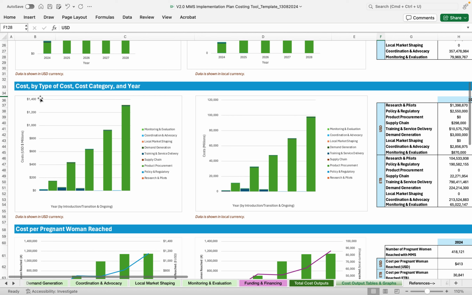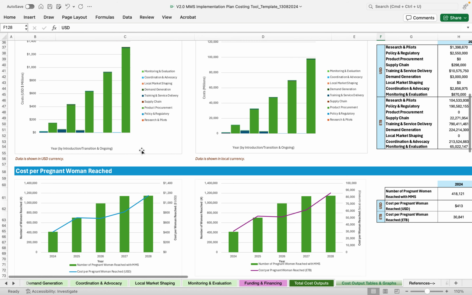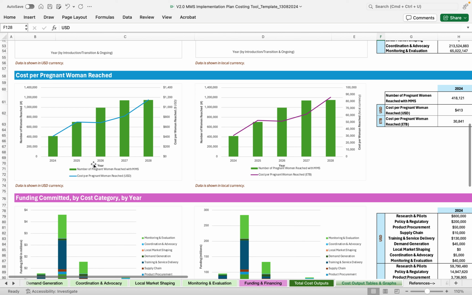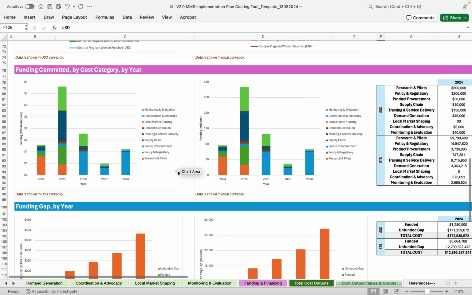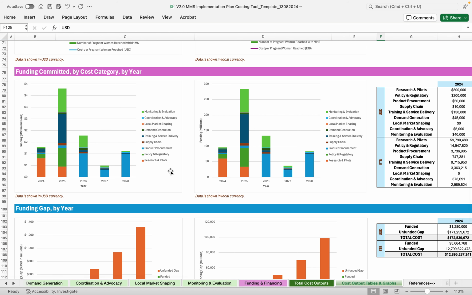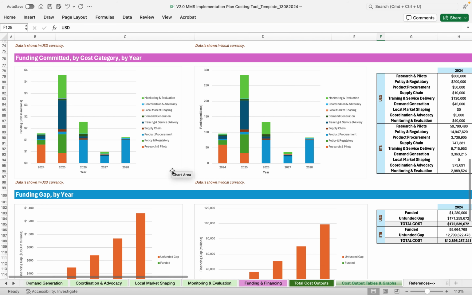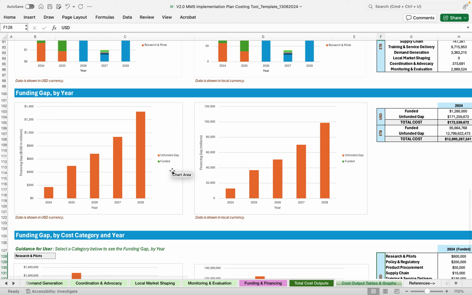Second type of graph is cost by type of cost, by cost category and year. The third is cost per pregnant woman reached. So in the bars, number of pregnant women reached with MMS, and in the line graph, the cost per pregnant woman reached. Then it details the funding committed by cost category by year. And then the funding gap by year. So this will show what's funded and unfunded.